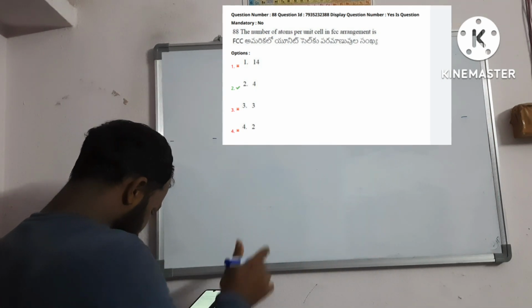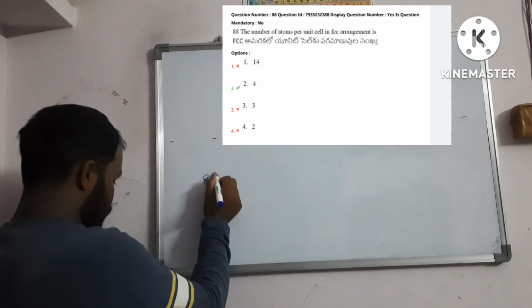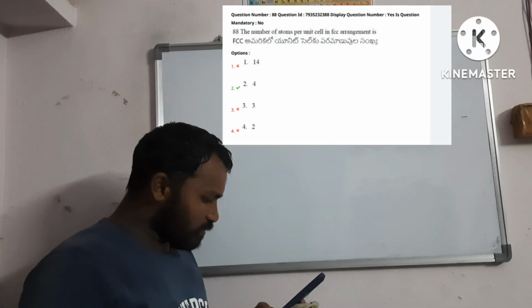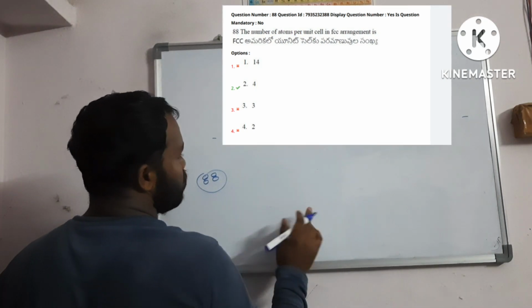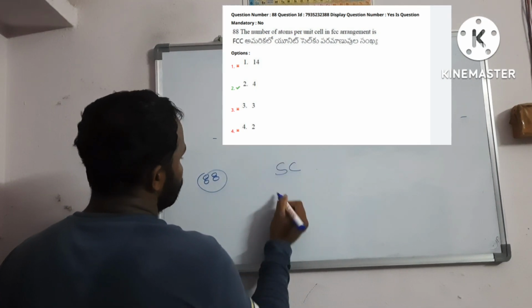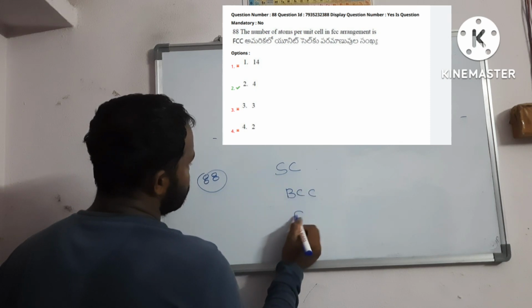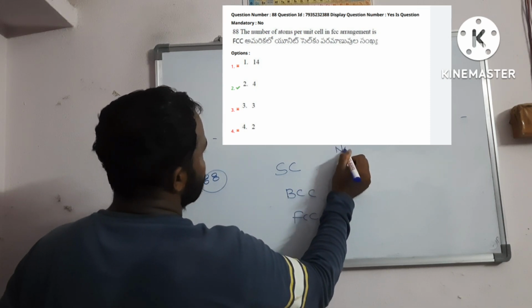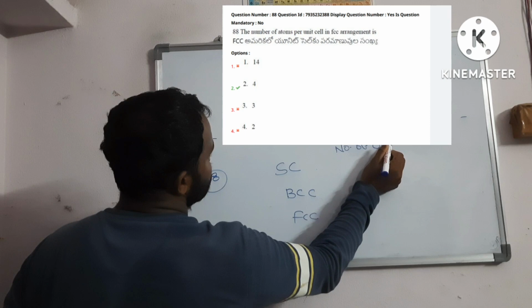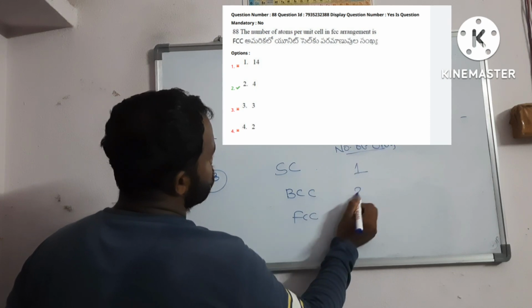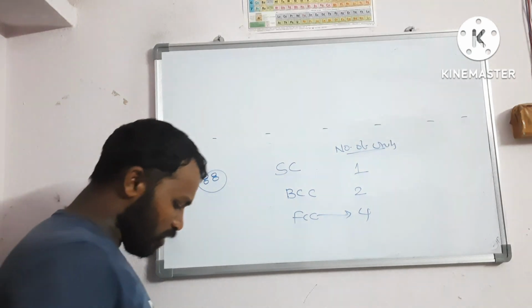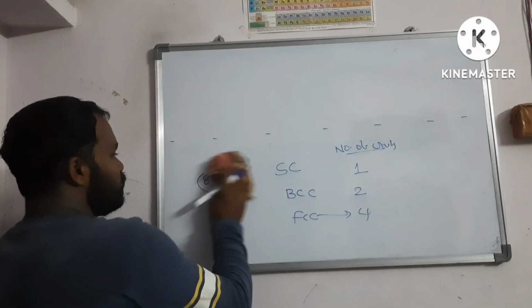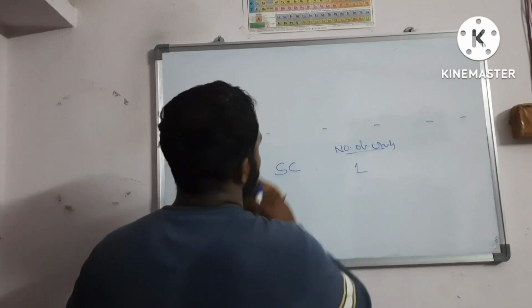Question number 88. What is the number of atoms per unit cell in FCC? So I will write how to remember the unit cells. First you should take simple cube, BCC, then FCC. So number of unit cells I am writing directly, just 1, 2, 4. So FCC is the 4. I am not going to explain the complete concept. So the answer you should remember. FCC is 1, 2, 4.